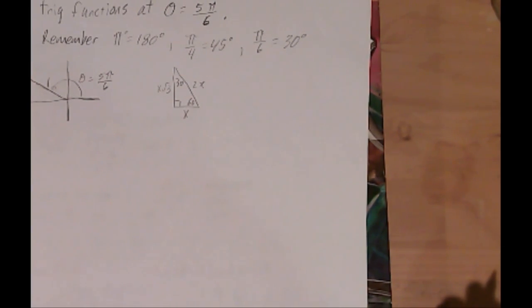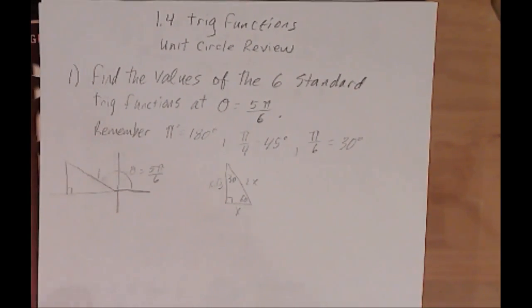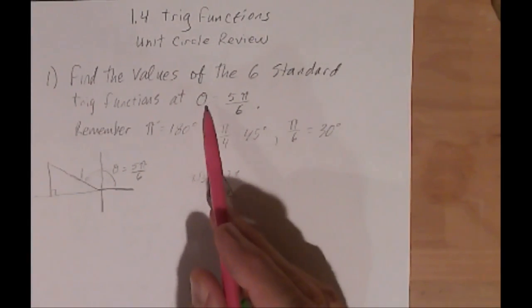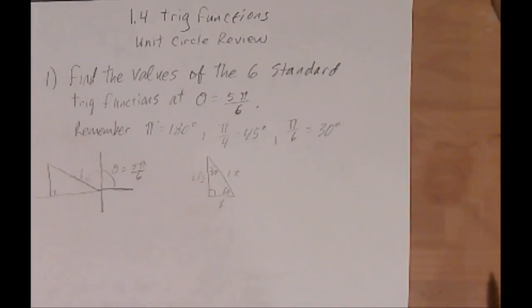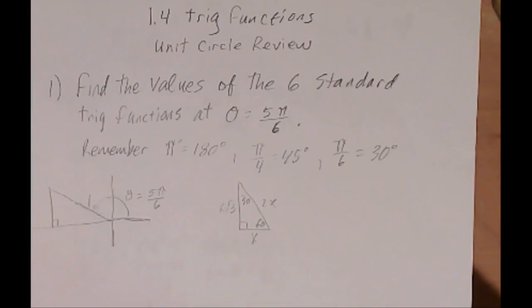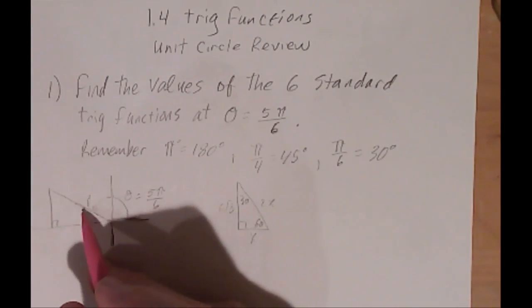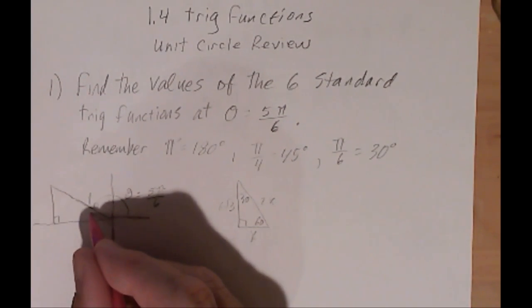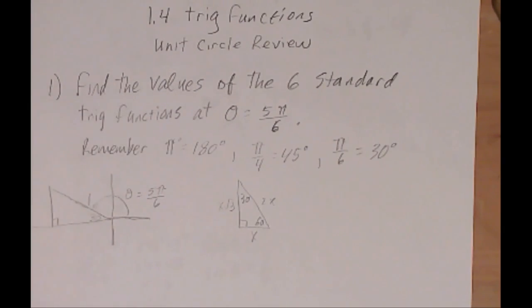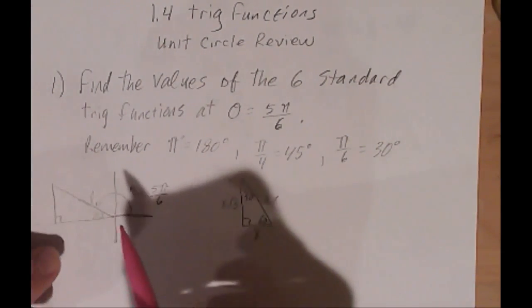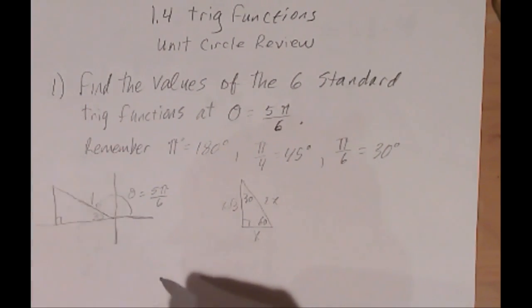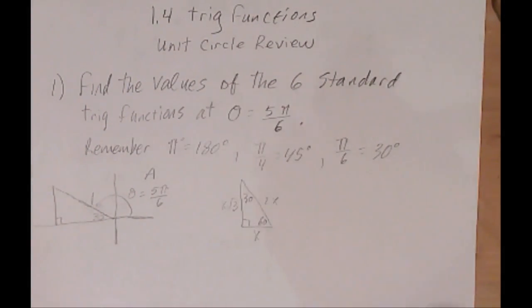So if we do an example: find the values of the six standard trig functions at theta equals 5 pi over 6. Now, you remember pi is halfway around the circle. Well, 5 pi over 6 is all but pi over 6, meaning that this remaining angle here is 30. The way this is going to work is that it works in from the 0 and the 180 side. Now I have to remember my ASTC, all are positive.